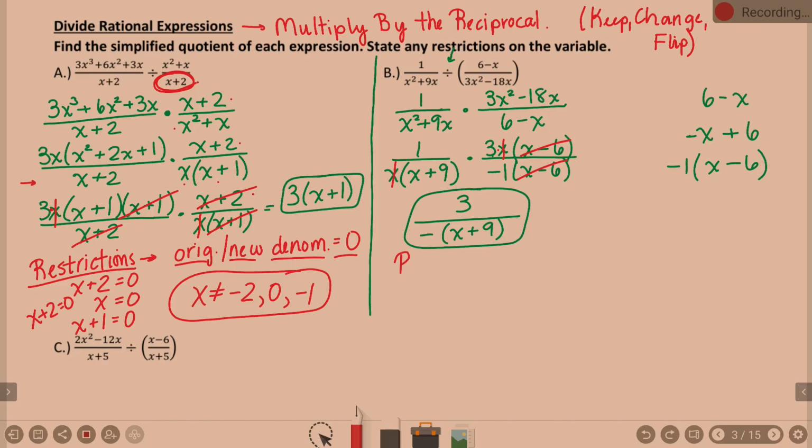Okay, let's talk restrictions. And again, I know we've done restrictions on every single problem today. I don't think homework has restrictions on every single problem. But, again, remember, it's any original and new denominators equal to 0.